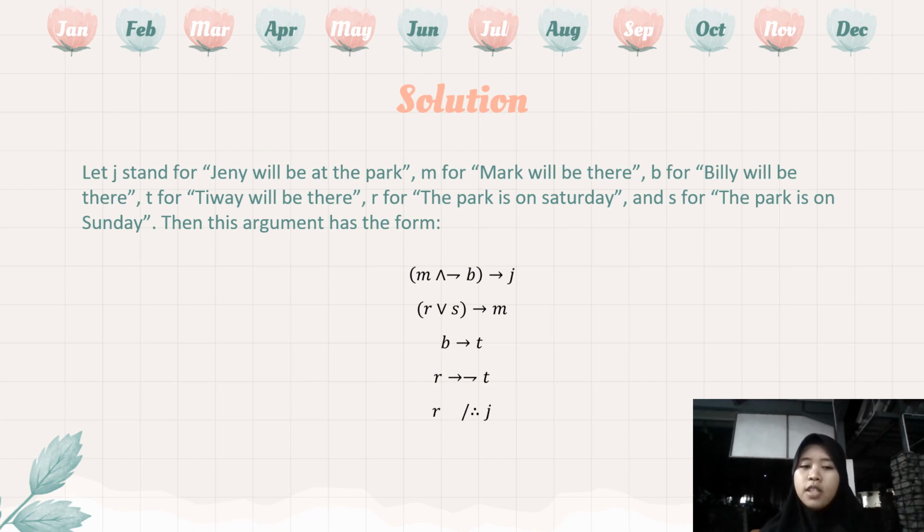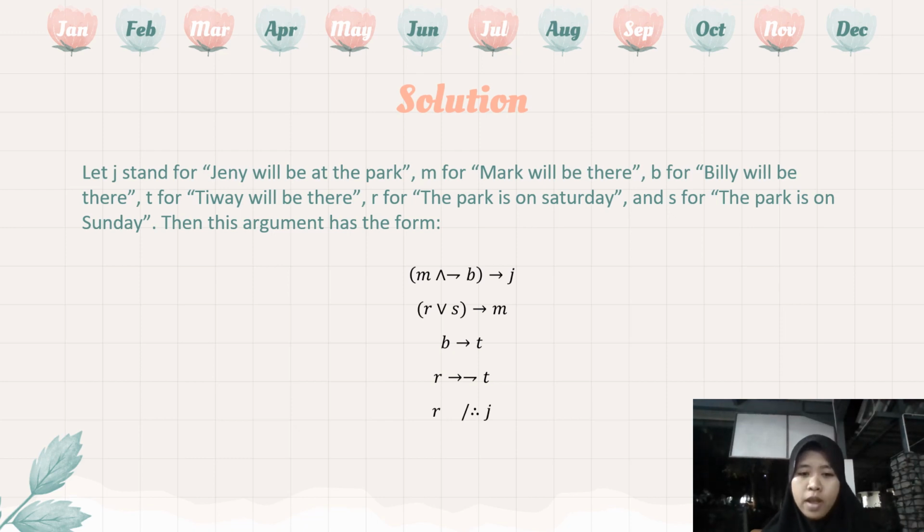So the solution is: let J stand for Jenny will be at the park, M for Mike will be there, B for Billy will be there, T for Ty will be there, R for the park is on Saturday, and S for the park is on Sunday.